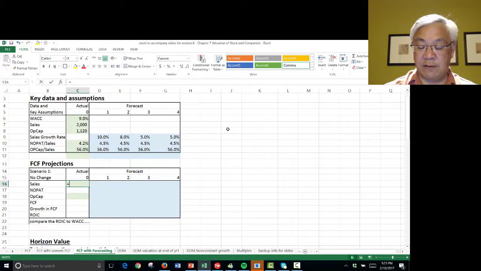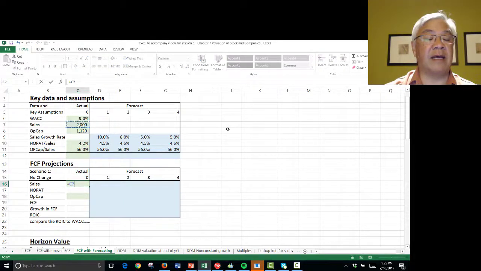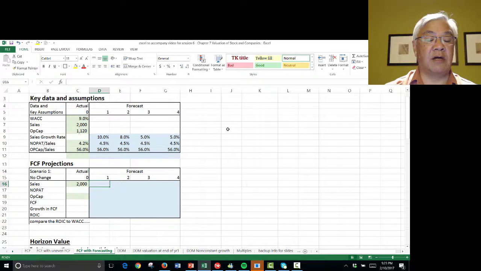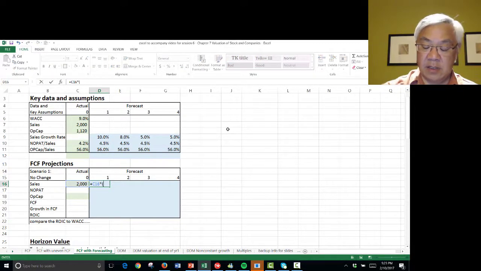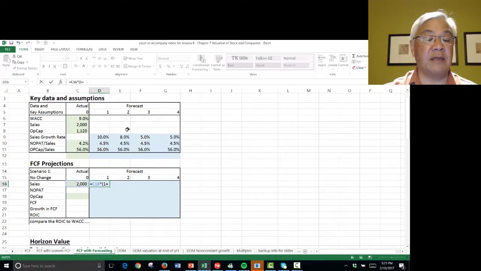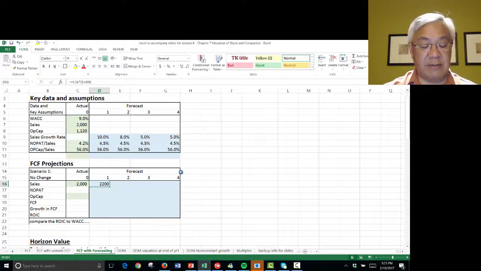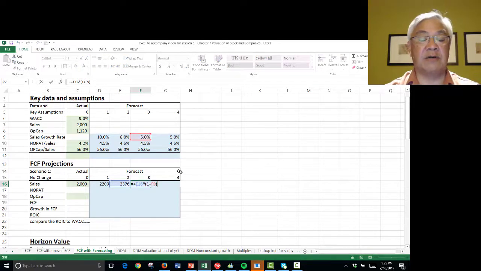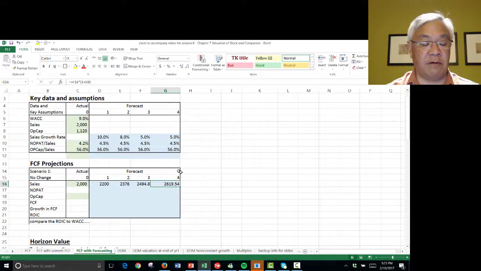First, what's the actual for year 0? We're given that at 2,000. What is our sales for year 1? It's last year times 1 plus the growth rate. In this case, it's that, 10%. Then we do the same formula across for the 4 years. So let's just do year 3 so you can see how it looks. That equals year 2 times 1 plus year 3's growth rate. And year 4, likewise, takes year 3 times 1 plus the year 4 growth rate.